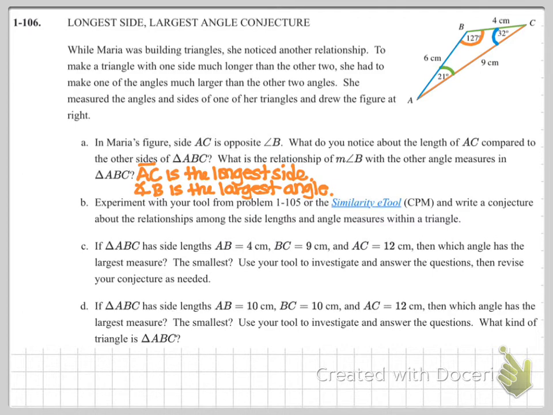So go ahead and play around with the E tool on part B. This was the one that I thought wasn't quite as user-friendly, so you definitely might want to take a look at the tutorial for that one. And then we want to see if we can come up with a conjecture about the relationship among the side lengths and the angle measures in the triangle. So go ahead and take a minute, play around with the E tool, come back, and then we can talk about part B.